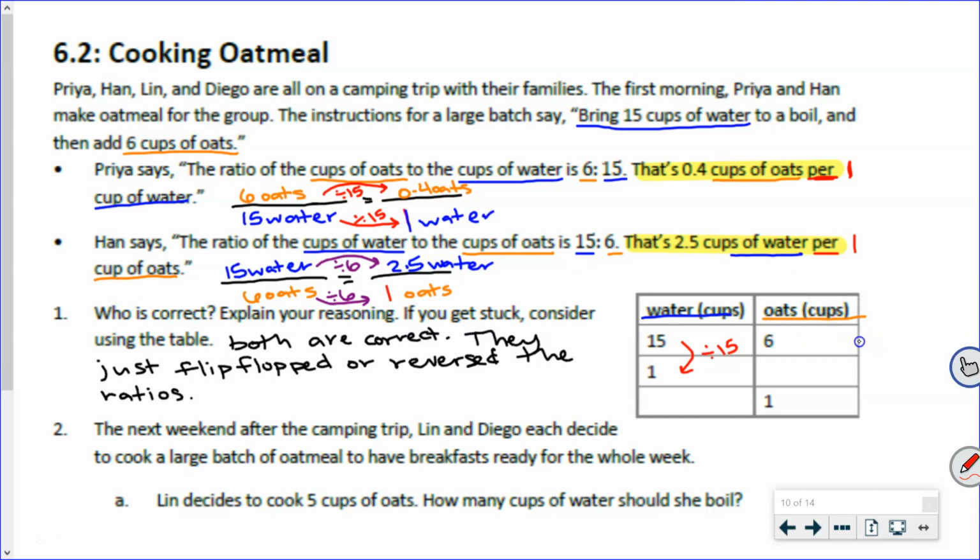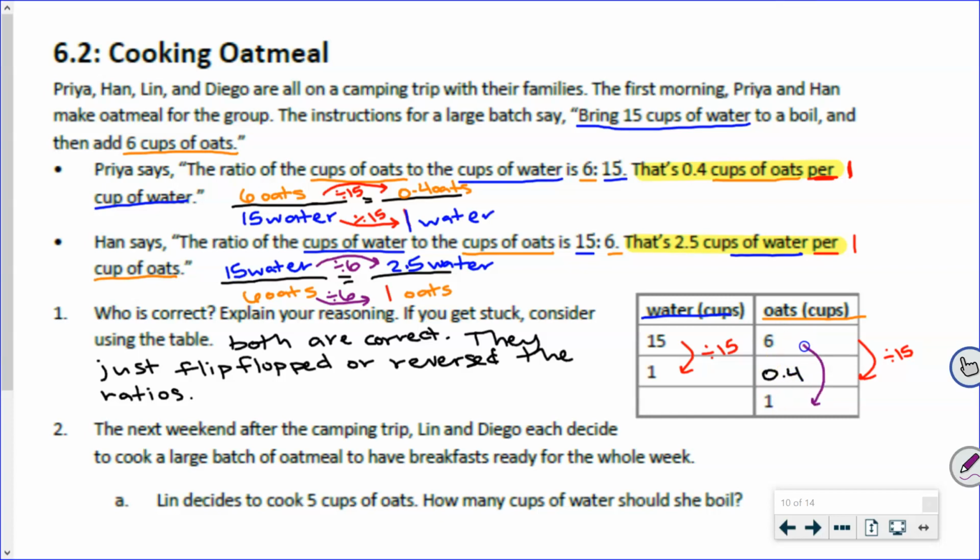So what am I doing here with this 6? Dividing by 15. We already know the answer. We've already calculated this. We're just filling in the table to show our work. 6 divided by 15 is 0.4 in the oats column. But we also see here in the oats column there's a 6. We just added a new number. But we also see the 1. And so that's the hint.